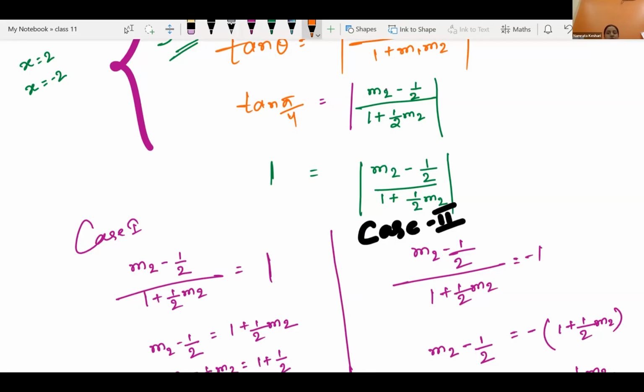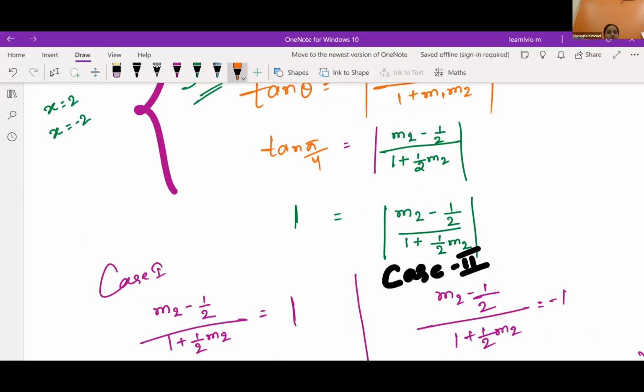Yes, what is the M2 value? Any one of them, if you have solved? 3 itself. Yes, Nabila, what you said? 3. Okay, one of the M2 values you got is 3, right? Yes. Please find the other one.